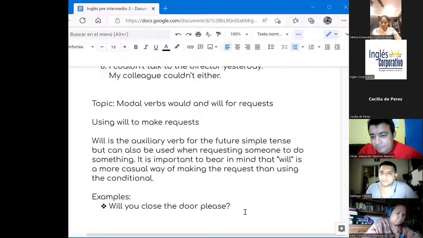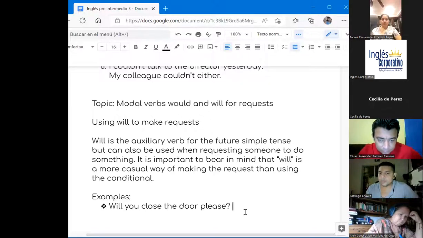Okay, I will take the camera off for a moment. Voy a apagar un momento la cámara para ver si funciona. And if it is not working, I'm going to change again the connection of the internet because I am using my cell phone right now. So let's see. So we have the examples.